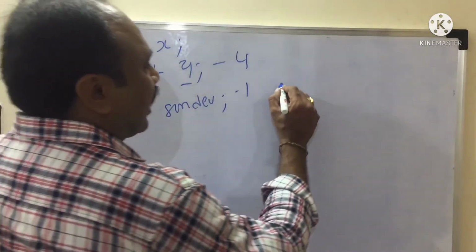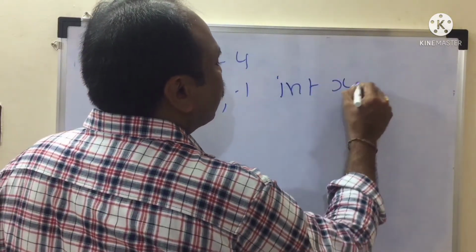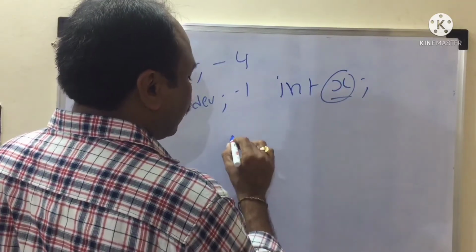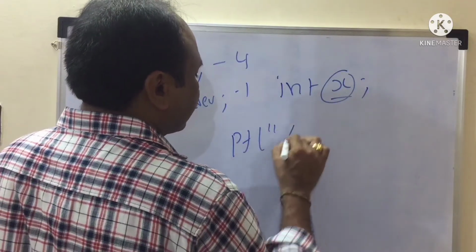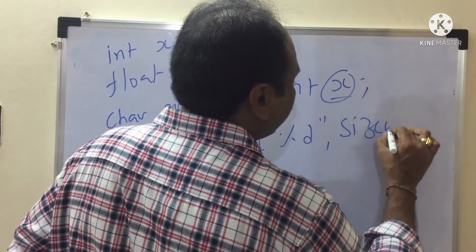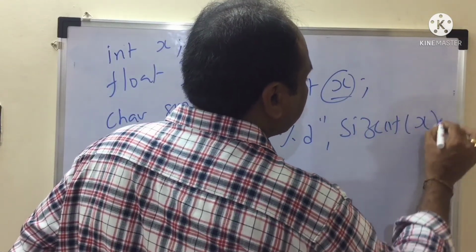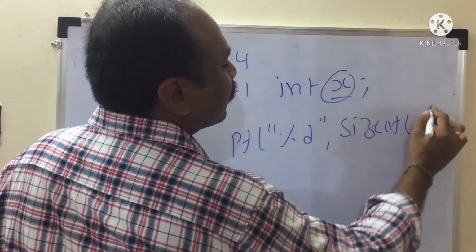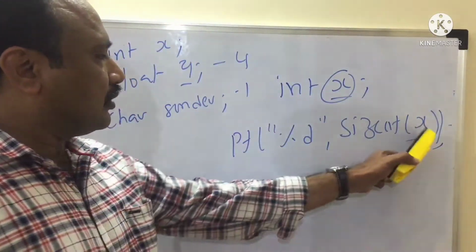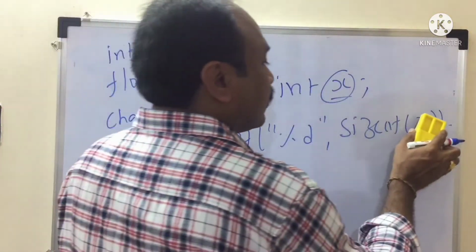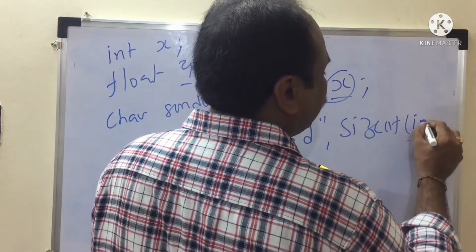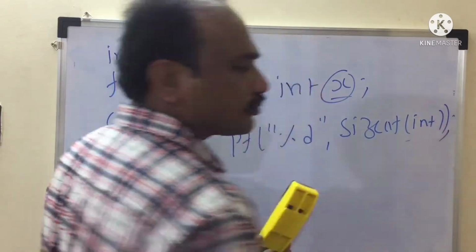For example, I am taking int x. I want to know the memory occupied by x. Printf percentile d, comma, sizeof x. X is what type? Int type. It means it will give you the memory occupied by what? Integer. Sir, I don't want to write sizeof x, sir. Directly I will write sizeof int. You can write it, no issue.